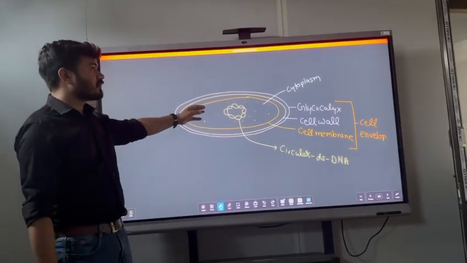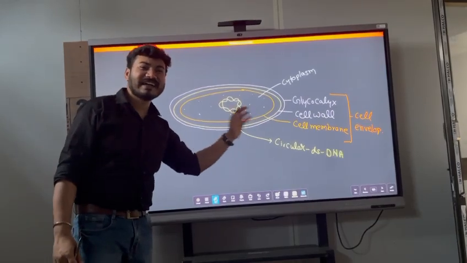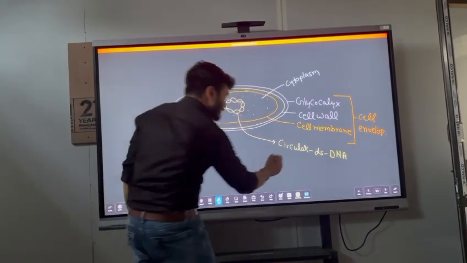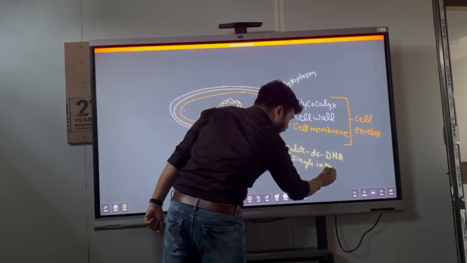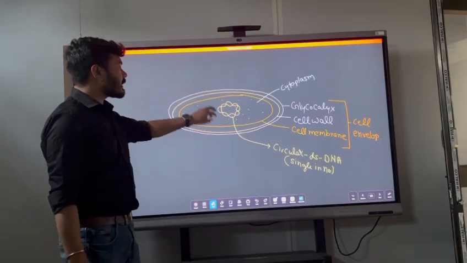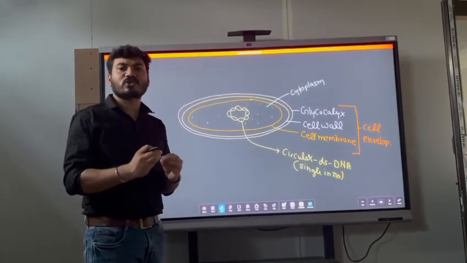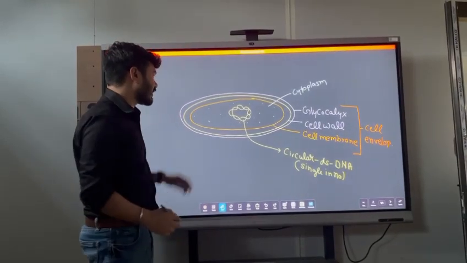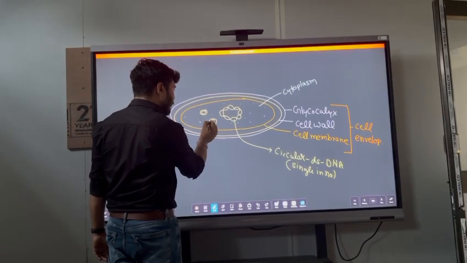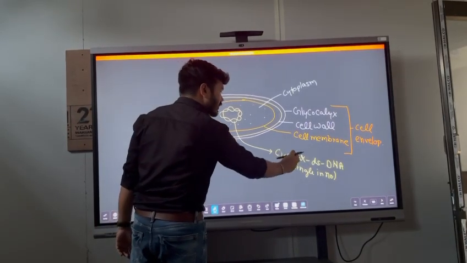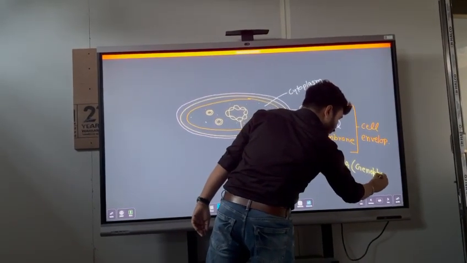Now the genetic material is circular double stranded DNA, and it is single in number. This is the main circular DNA. Some circular extrachromosomal DNA are also present in some bacteria, like this. This is the extrachromosomal DNA present outside this main circular DNA, which is called the genophore.